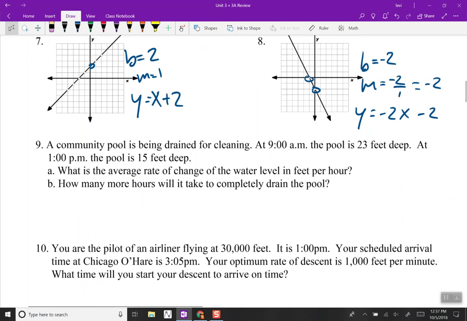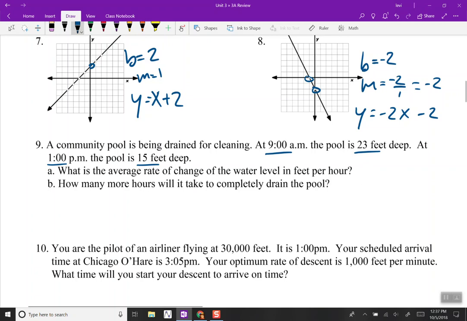9, a community pool is being drained for cleaning at 9 a.m. The pool is 23 feet deep. At 1 p.m. the pool is 15 feet deep. So we need to find the rate of change here. So the trickiest thing about time is that it's not base 10. We go 11, 12, and then we go back down to 1.